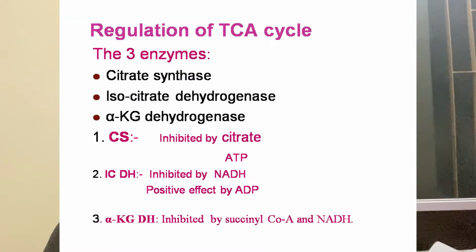Then 3 regulation sites. In all pathways, the first reaction is always a regulation step. So citrate synthase enzyme is a regulatory enzyme. Then isocitrate dehydrogenase enzyme is another regulatory enzyme. Then alpha-ketoglutarate dehydrogenase is also another regulatory enzyme. So these are the three regulated enzymes: citrate synthase, isocitrate dehydrogenase, and alpha-ketoglutarate dehydrogenase.